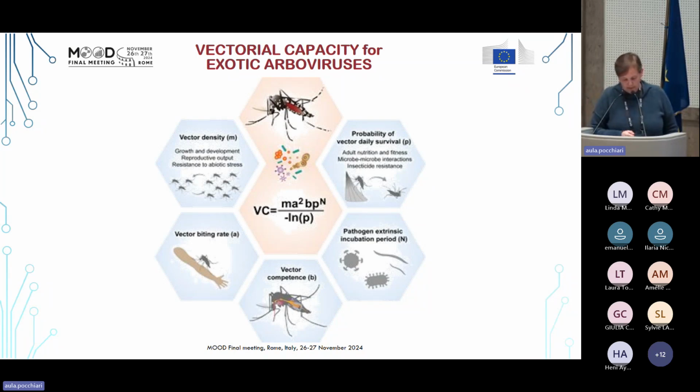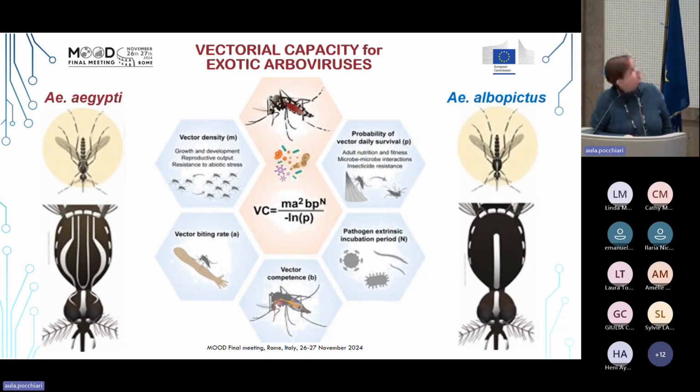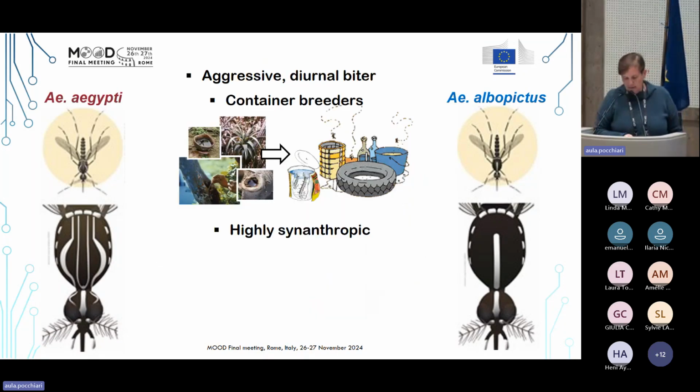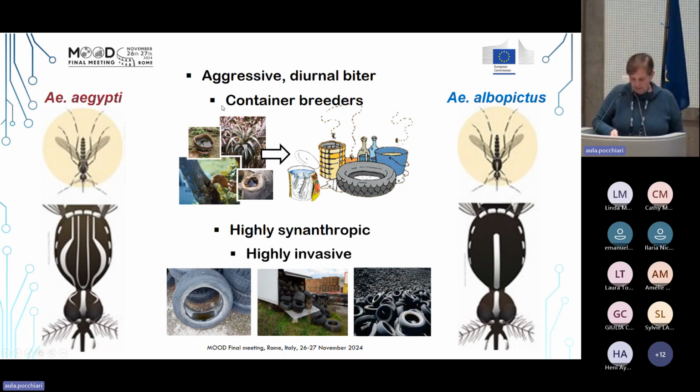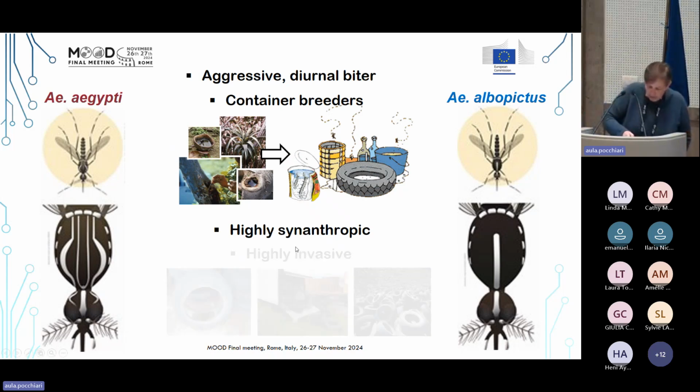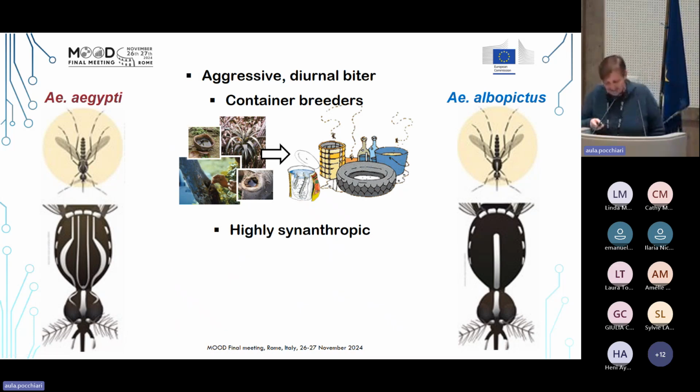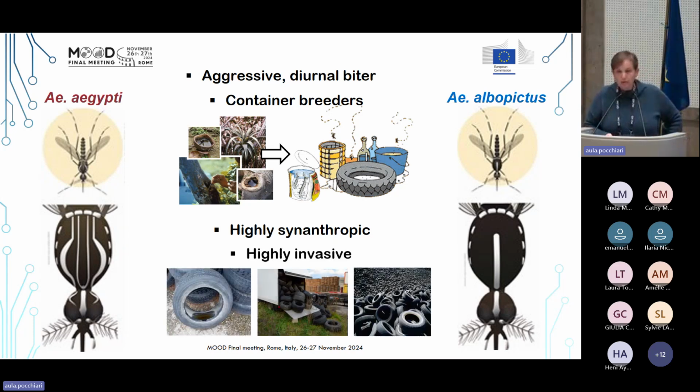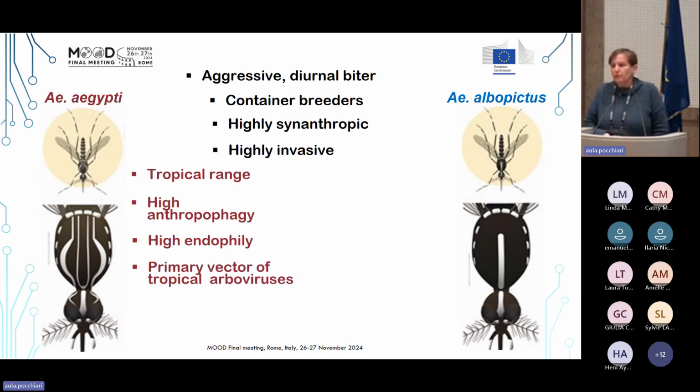Very quickly, because the previous speaker already introduced my presentation, so I'm very thankful. I just want to remind you there are two main vectors of exotic tropical arboviruses, Aedes aegypti and Aedes albopictus. They are both very aggressive and diurnal biters, and they are container breeders, and this allows them to adapt from very natural breeding sites to very artificial ones, which increases the species' synanthropism, so association with humans, and also allows them to become very highly invasive, thanks to oviposition of eggs in new sites that were transmitted all over the world, and in the last 30, 40 years allowed the species to spread worldwide.